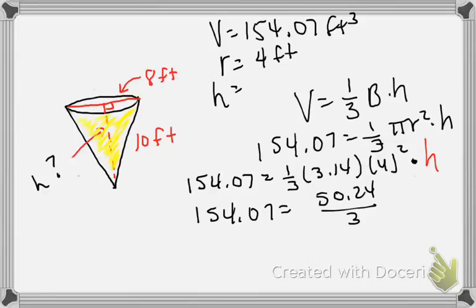We're going to multiply that by the height. All right, so let's divide that by 3. Divide by 3 equals, okay, we're probably going to get an unusual number. Hopefully we can get real close. 154.07 divide by 3 equals, and I got 16.75. And then we have our height.